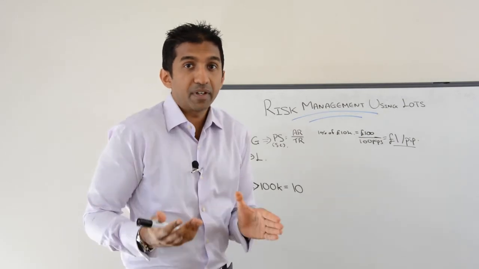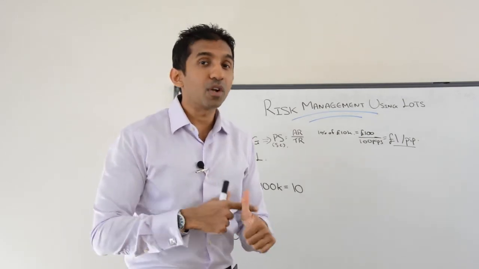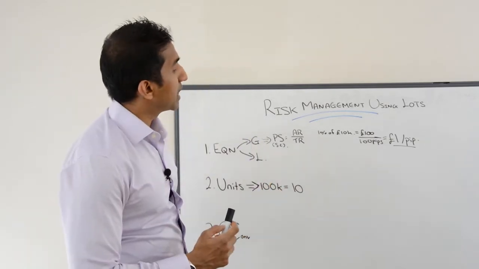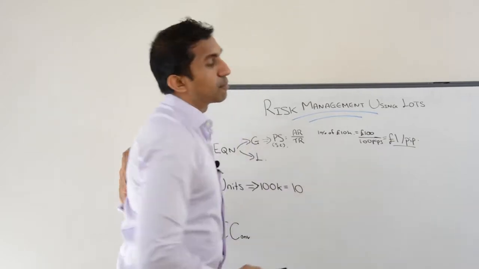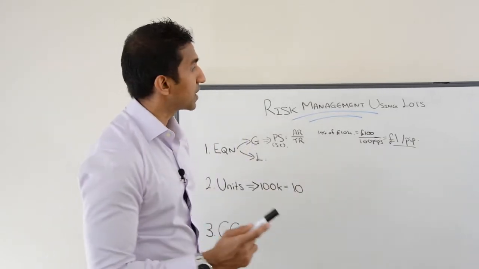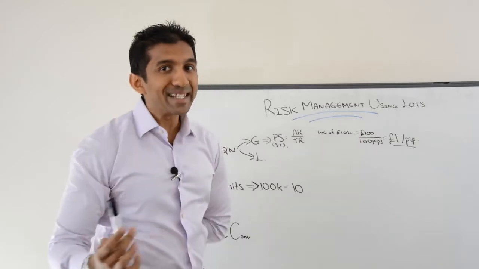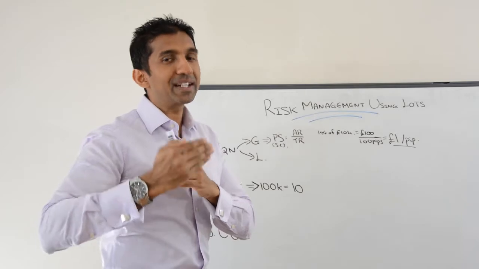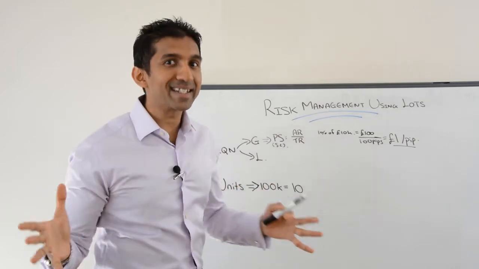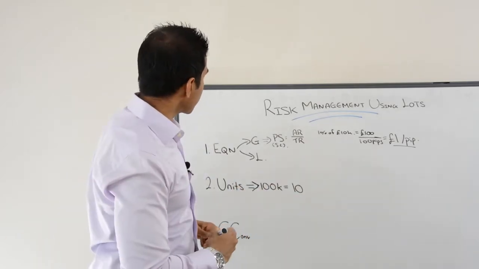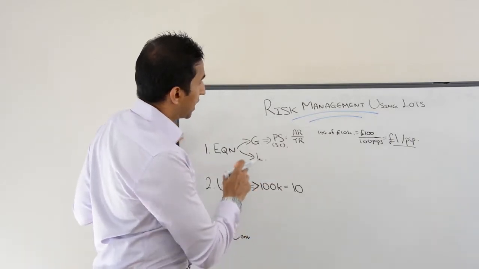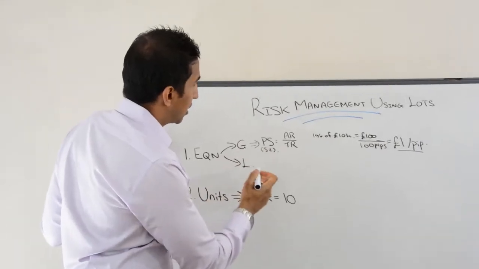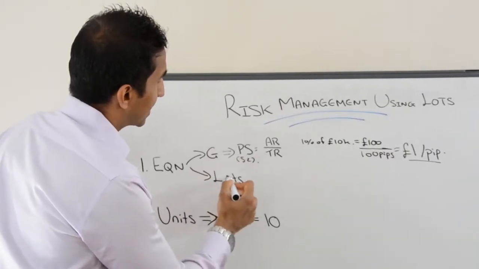Some of you may have heard, or maybe these are new terms to you: one lot, one micro lot, one mini lot. What we are really looking at here is how to convert the position size, the stake size, into a lot basis. I'm going to take you through that. It's quite a bit of a process, but I'll break it down step by step so that you can really understand it well. So from here, which is a generic equation for the position size, we're going to break it down into a lot-based equation.